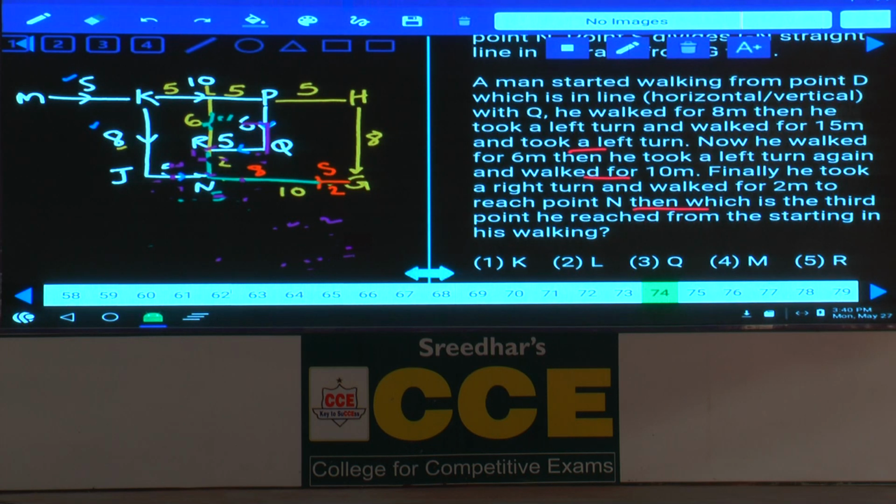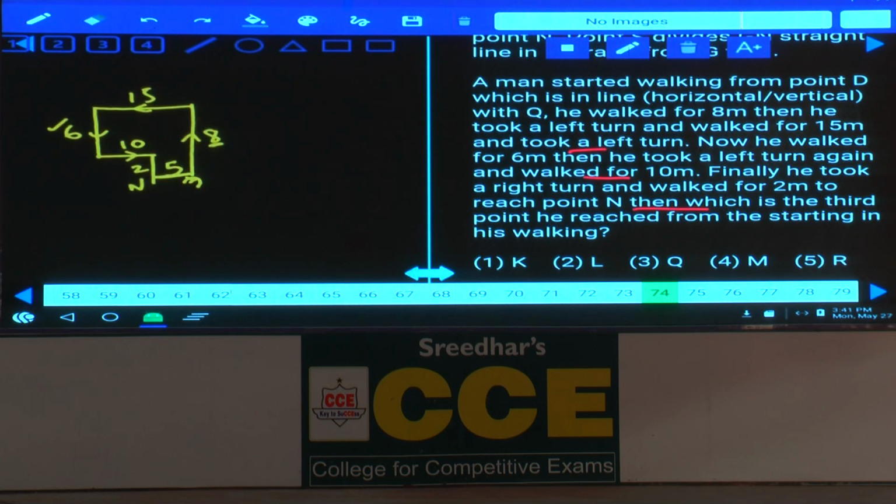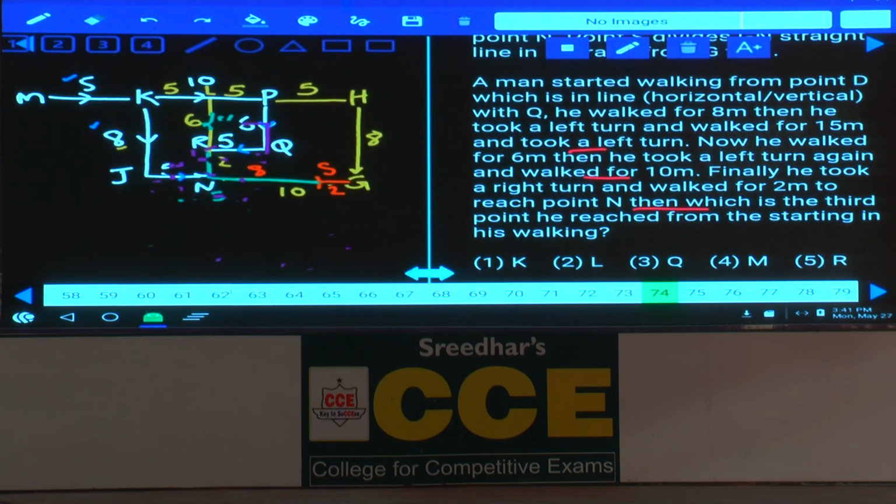Now question number 78. Initially this person is in line with the Q, either horizontal or vertical direction, isn't it? Either horizontal or vertical direction is given. Now first initially this person has traveled towards which direction here? Top 8 meters, isn't it? Top 8 meters here. Now this D is either horizontal or vertical direction with respect to this point Q. Now if you take this D here, then a man started walking from point D, which is in line, he walked for 8 meters. First he traveled for how many meters?